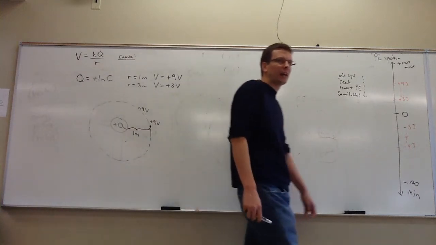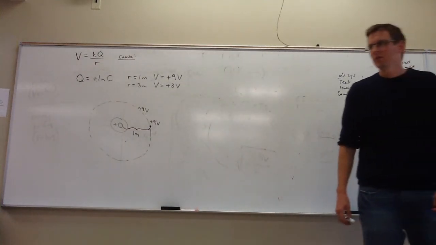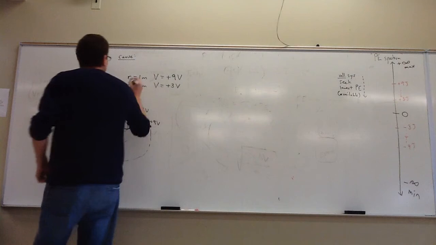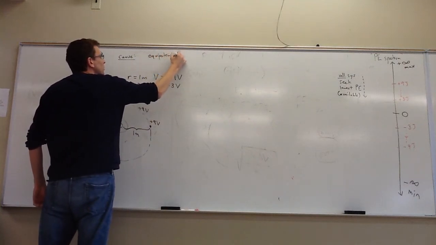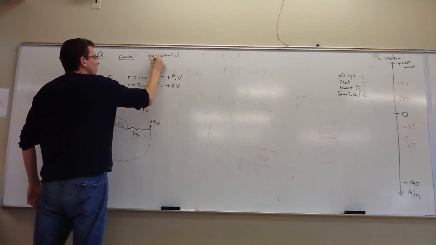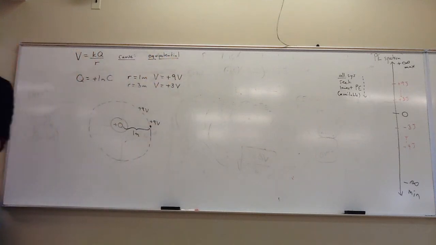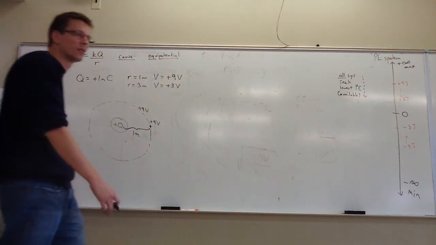That line is called an equipotential. An equipotential, just like it sounds, is a line along which you have equal potential, potential being the more fancy name for voltage.